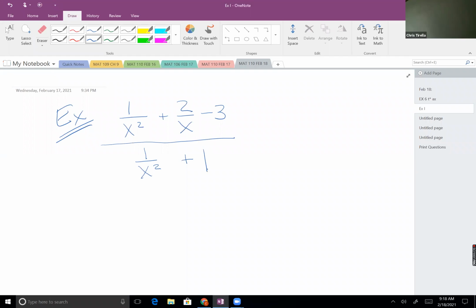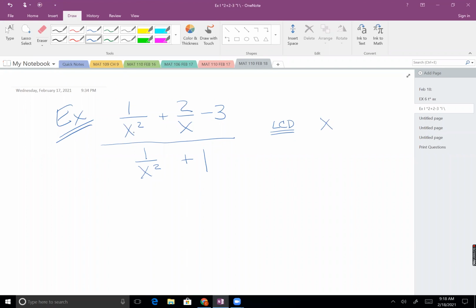Now that we've got it written down, the numerator is made up of 3 terms. The denominator is made up of 2 terms. Between all of those terms, what would you use as a common denominator? Any ideas? X.